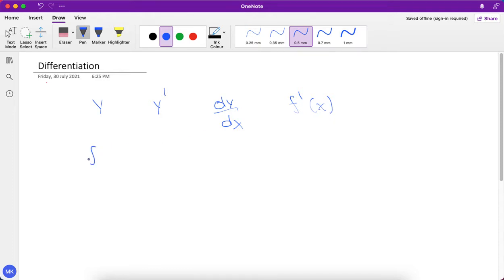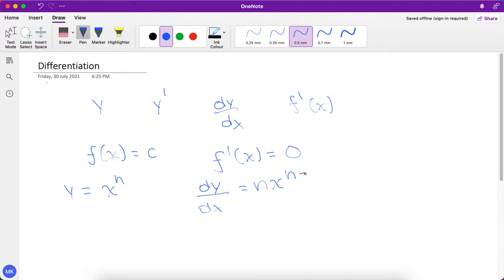If f of x is a constant, so f of x I'm just going to write c for constant, then f dash of x, which is the differentiation, is 0. And now if you have x to the power of n, say y is equal to x to the power of n, dy by dx is n into x to the power of n minus 1.